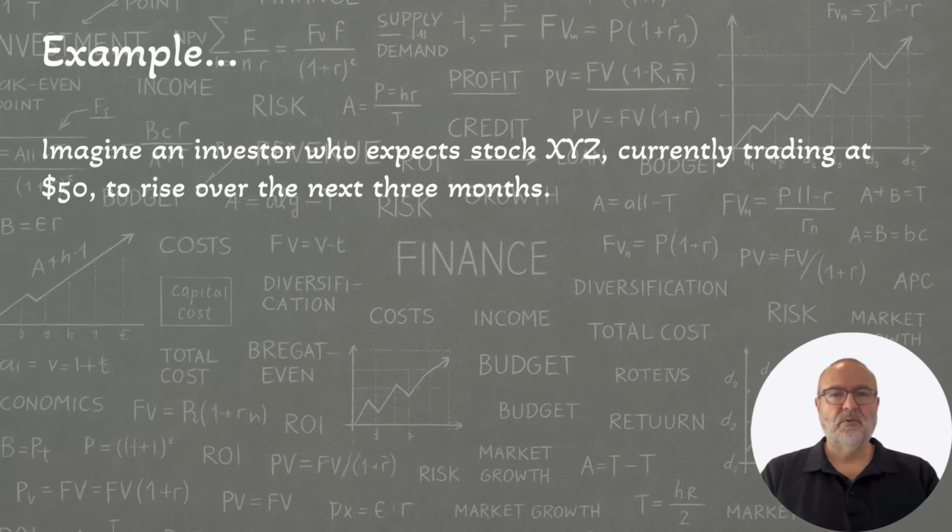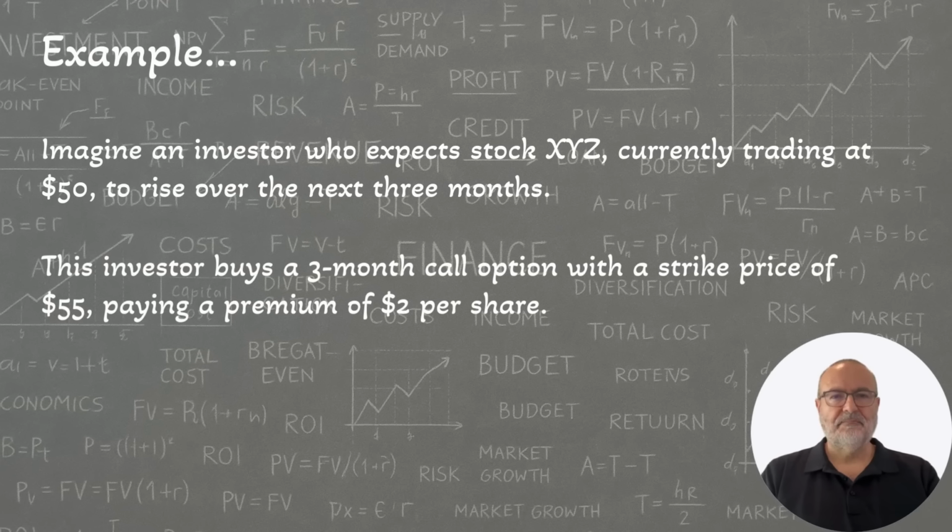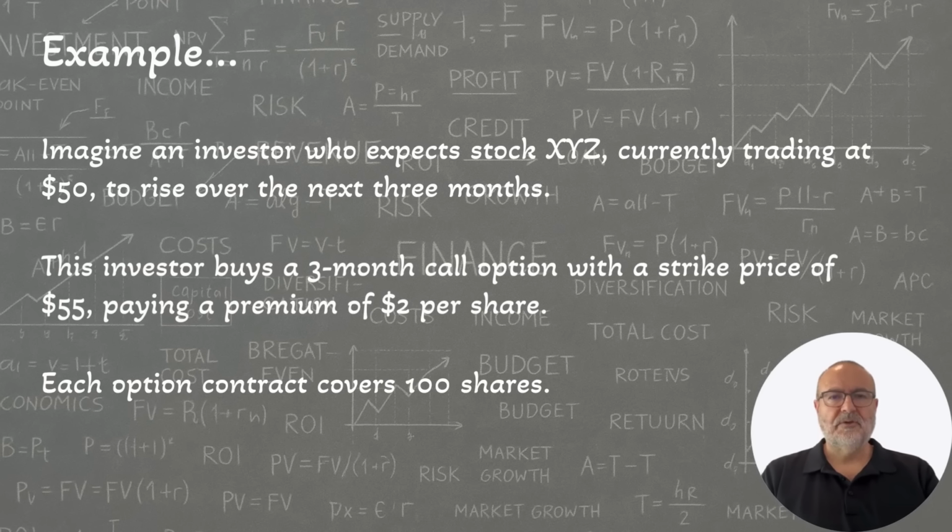Let's look at some examples. Imagine an investor who expects stock XYZ, currently trading at $50, to rise over the next 3 months. This investor buys a 3-month call option with a strike price of $55, paying a premium of $2 per share. Each option contract covers 100 shares.